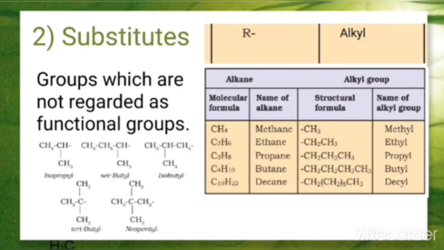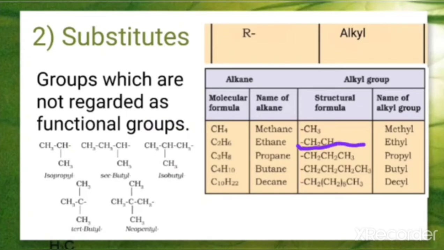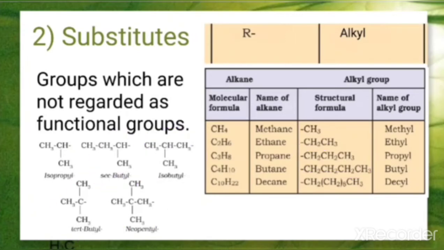But the normal butyl is written in a straight chain, whereas isobutyl is in the branched form. These are called normal alkyl groups or n-alkyl groups, in which the carbon atoms are in one chain. But here it is a branched chain and it will be named in this way. Similarly we have tertiary butyl and neopentyl. These are all different substituents or different alkyl groups.